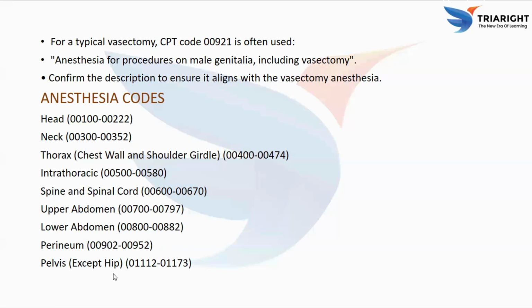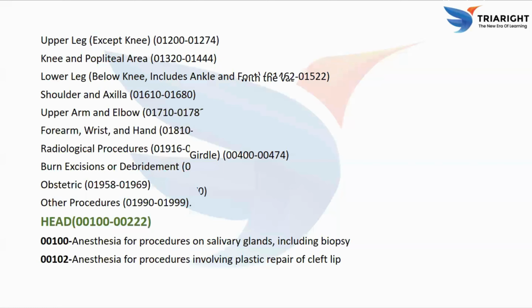And next is pelvis except hip. The exception is for the hip: this covers pelvic organs excluding the hip joint. The codes are from 01112 to 01173. Next is upper leg except knee, used for procedures on the thigh and femur. The code ranges are from 01200 to 01274.